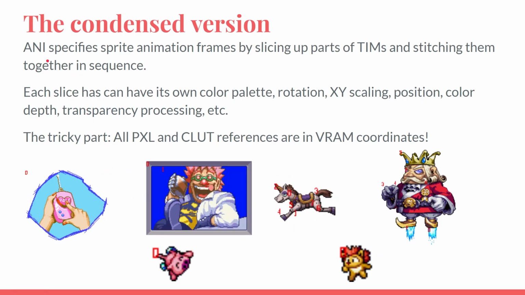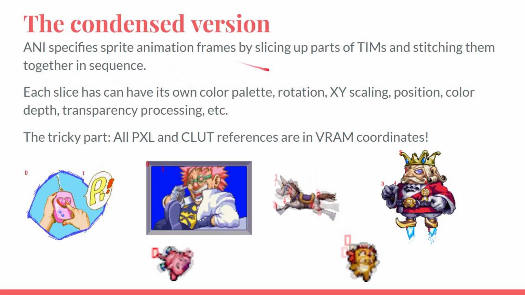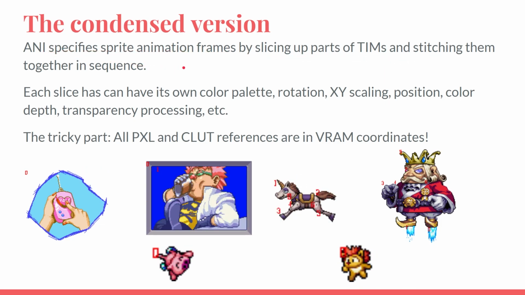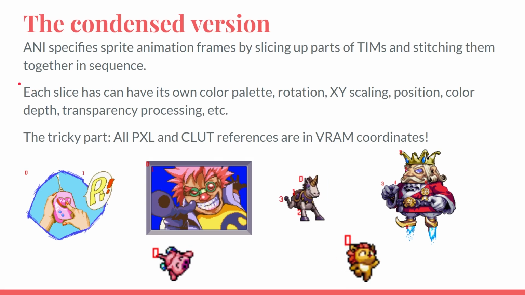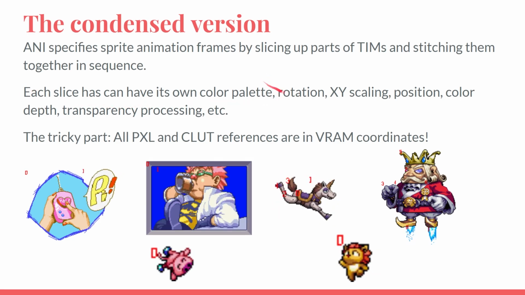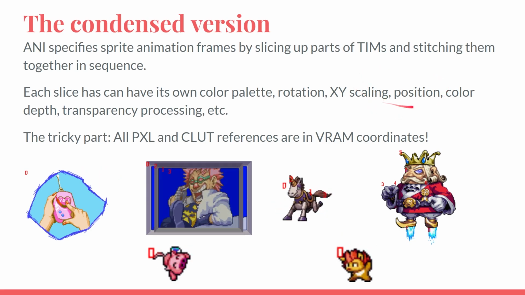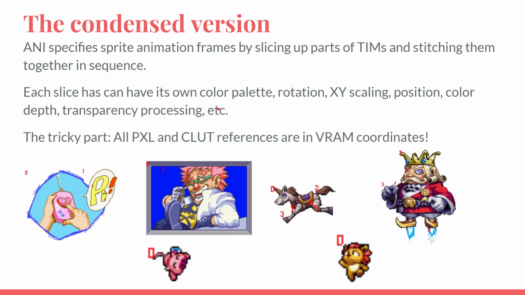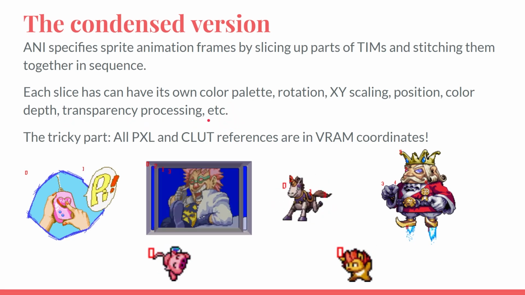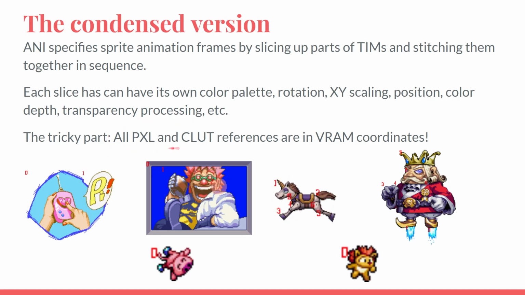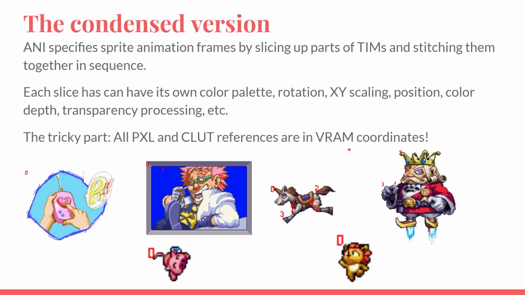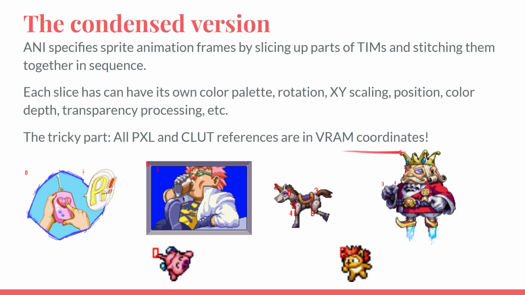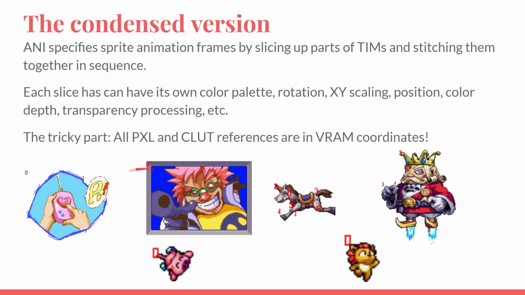The ANI files specify sprite animation basically by slicing up parts of TIMs and stitching them together in sequence. So each slice of an image can have its own color palette, rotation, XY scaling, positioning, color depth, transparency processing, etc., etc. But here's the tricky part, is that all pixel and CLUT references are made to VRAM coordinates and not TIM files. Here are a bunch of examples of animations that I've pulled from the game. You'll notice these little red numbers.